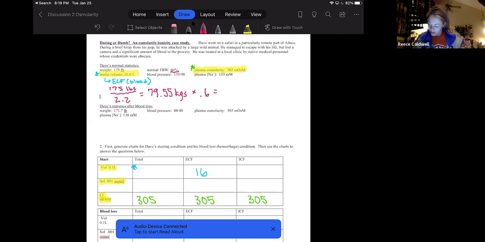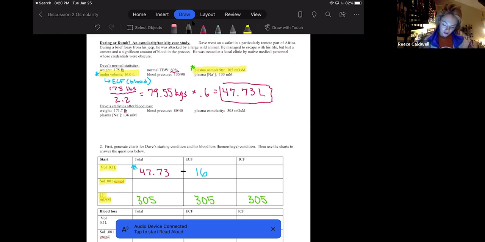When we do this, what we end up getting is 47.73 liters. And that tells us the overall volume, his body volume. So we're going to plug this into our chart, 47.73. And one cool thing is that whenever we have two of these columns filled in, we can solve for the other. So let's subtract the extracellular fluid from the total. And what we get when we solve through this is 31.73 liters.